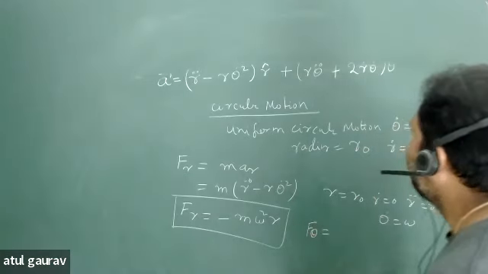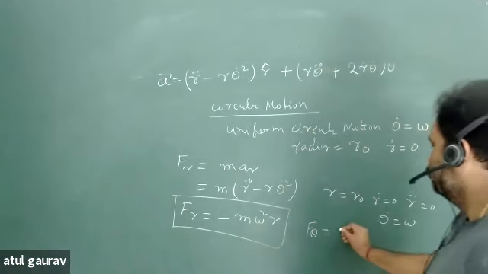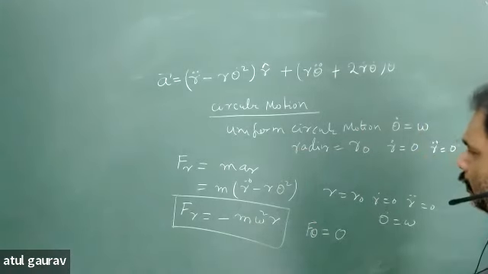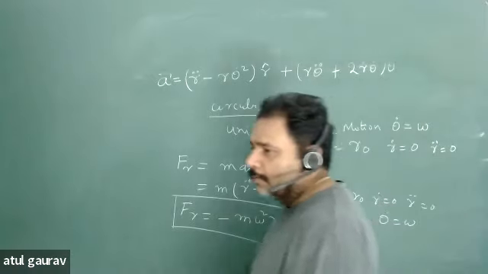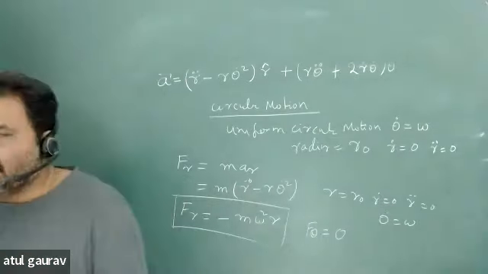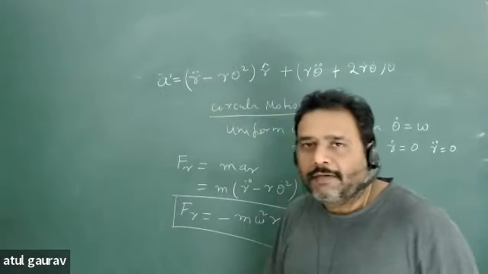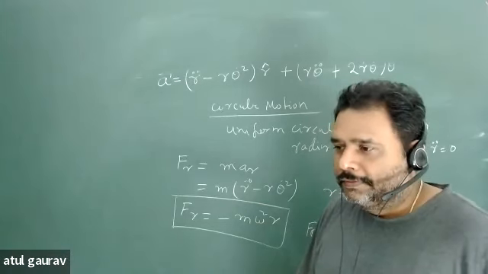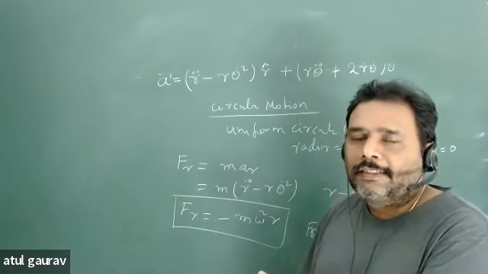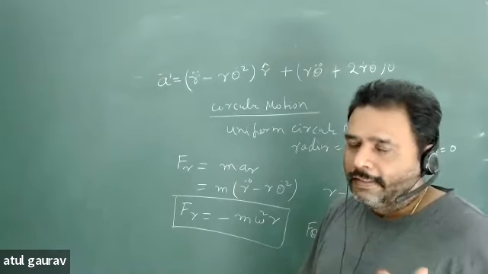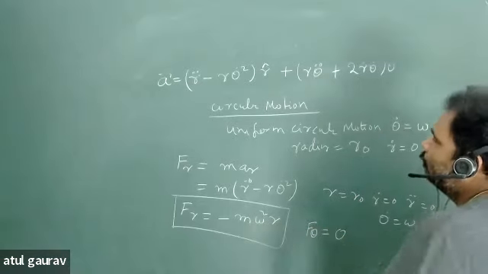And what about F theta? F theta is 0. So if you are doing uniform circular motion, your angular momentum is conserved, isn't it? Because if F theta is 0, the force is central. This is your uniform circular motion.